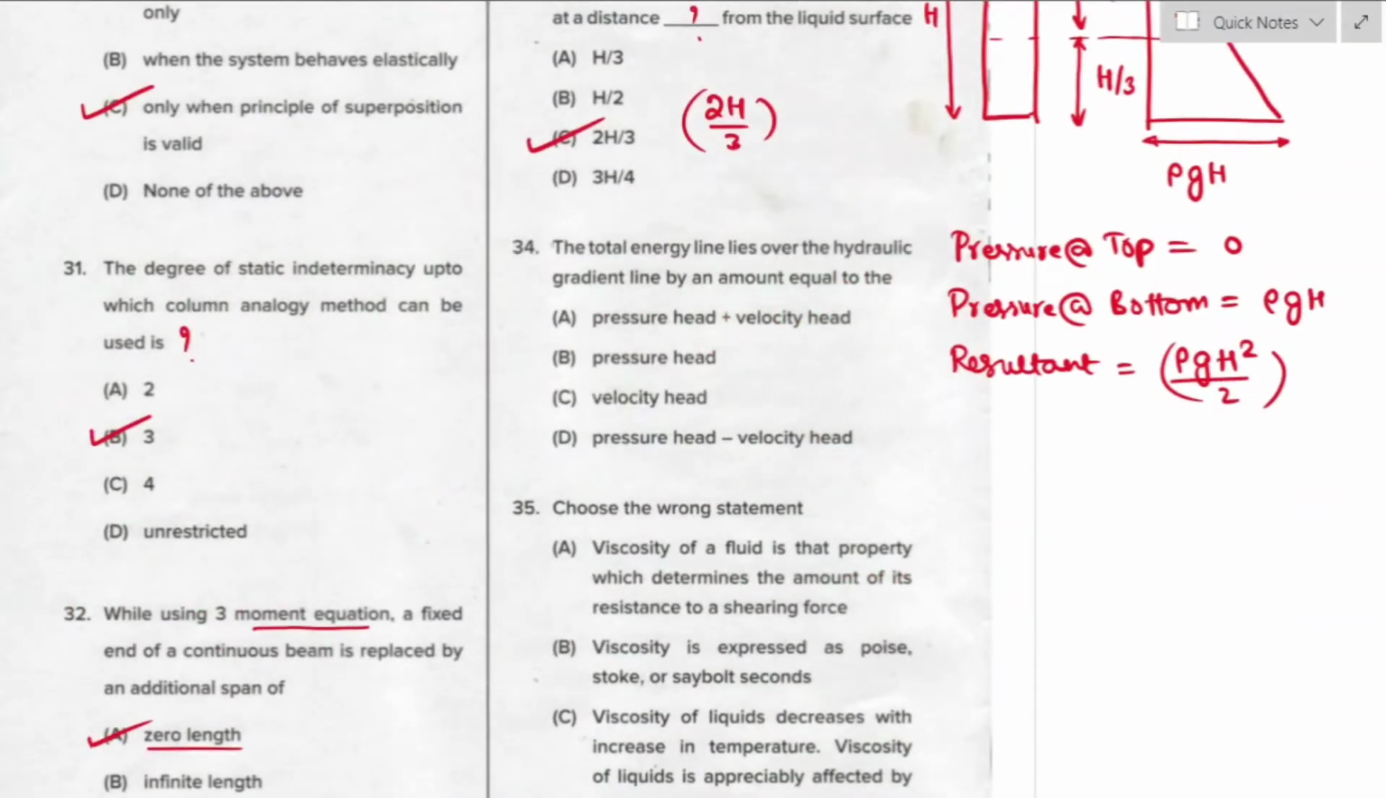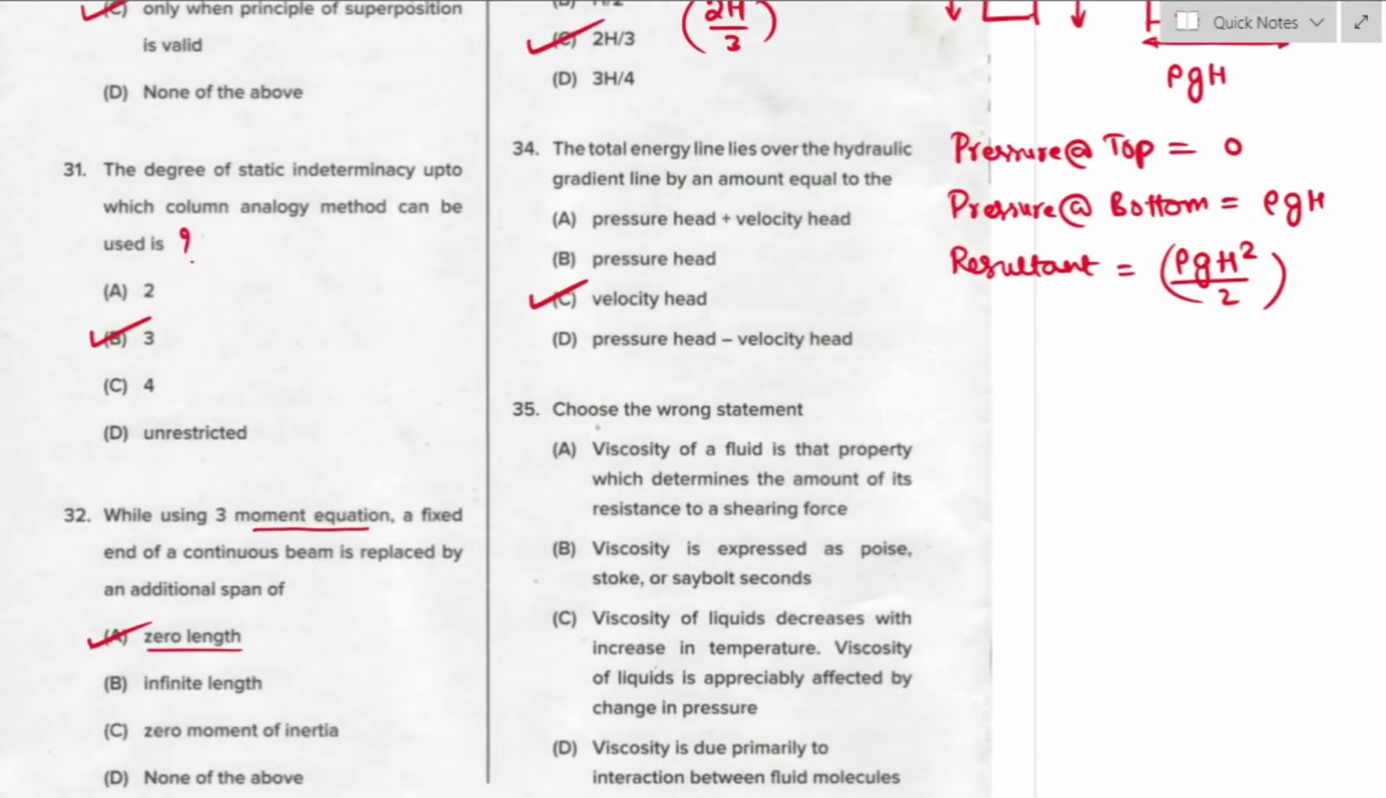Question number 34. The total energy line lies over the hydraulic gradient line by an amount equal to velocity head. Option C is the right answer. Question number 35. Choose the wrong statement. Option A. Viscosity of the fluid is the property which determines the amount of its resistance to a shearing force. This is a true statement. Option B. Viscosity is expressed as Poise, Stokes or Saybolt seconds. This is a false statement because viscosity is expressed in Newton second per meter square.